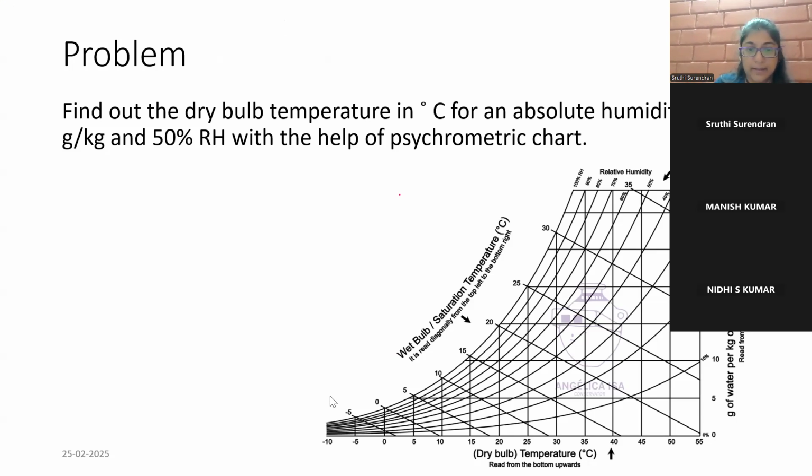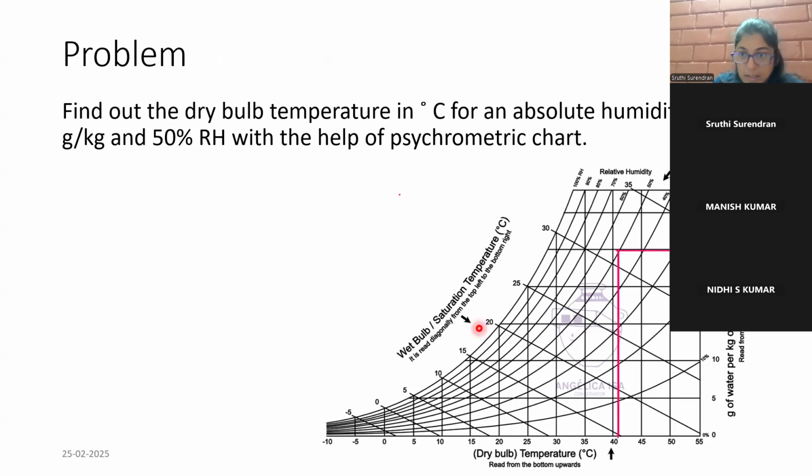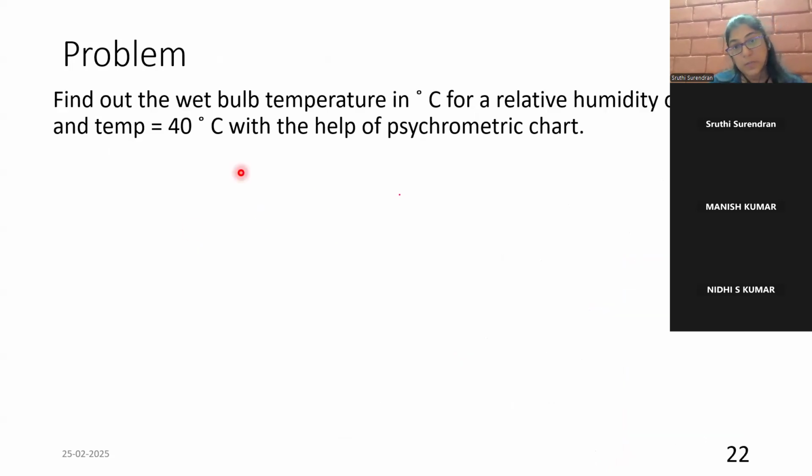Yeah, great. So if you look, you can see that at 50 percentage RH and 25 grams per kilogram, if you bring it down here, it comes to around 41 or 42 degrees Celsius. Now, again, one more problem. Find out what is the wet bulb temperature for a relative humidity of 20 percent and temperature of 40 degrees Celsius.